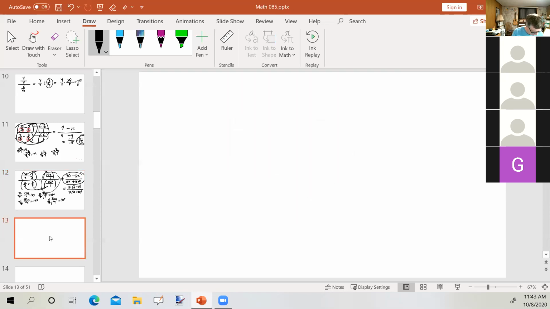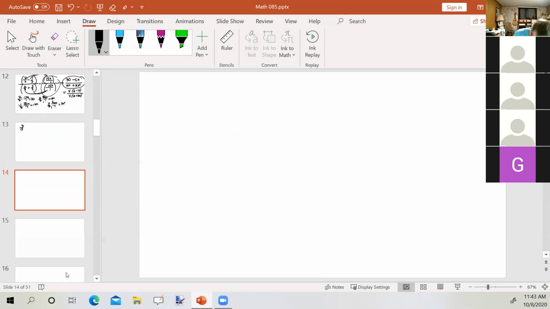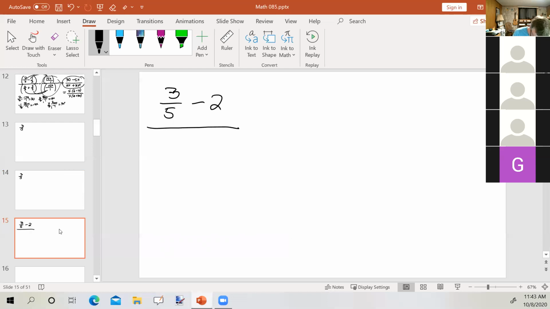All righty. And now let's take a look at, let's see here. Let's do this one. 3/5 minus 2 over 2/5 minus 2. So what are the implied denominators of the 2 in the numerator and the 2 in the denominator?